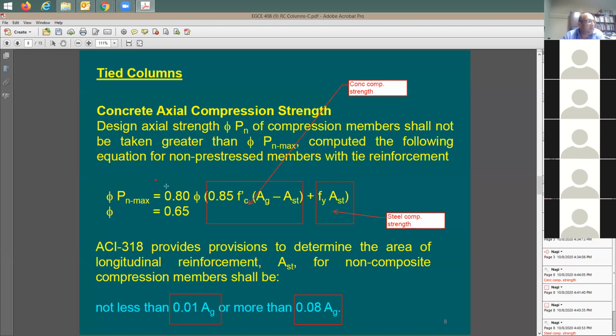Someone's going to say, how about this 0.8? Where is it coming from? I will come to it, we'll discuss it. Please give me a second here.